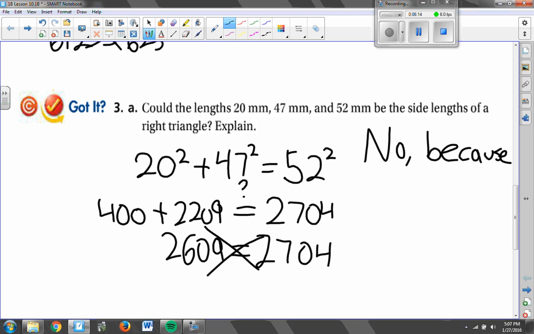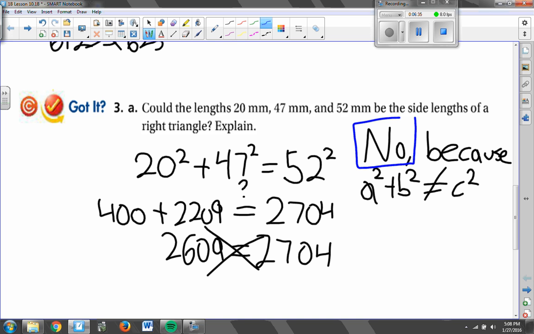Because a squared plus b squared is not equal to c squared. That would be the explanation I want. Or you could put the numbers actually in there. 20 squared plus 47 squared does not equal 52 squared. No, it does not work. That's the key. No, it is not a right triangle.